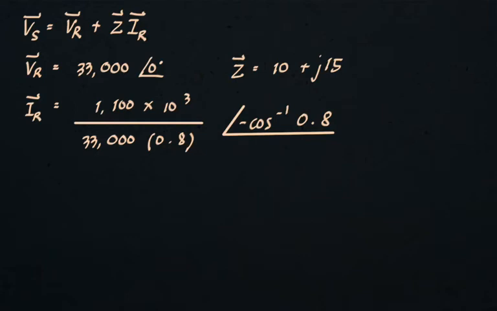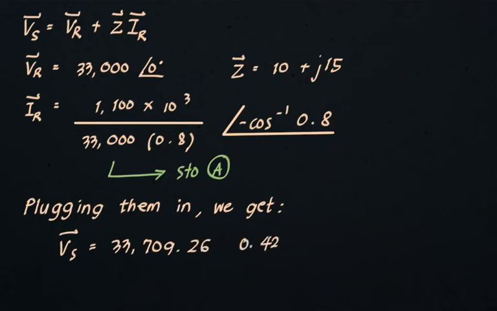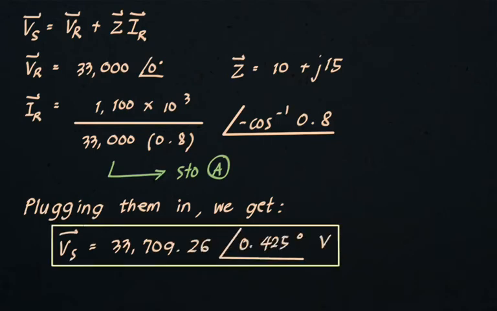Now given all those values, we just have to plug them in the equation Vs is equal to Vr plus ZIR, and then we will get the quantity 33,709.26 angle 0.425 degrees volts. So the sending end voltage is simply like that.